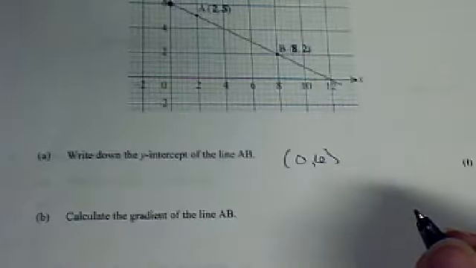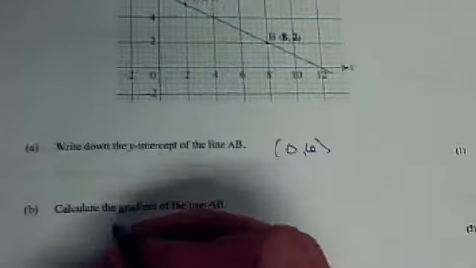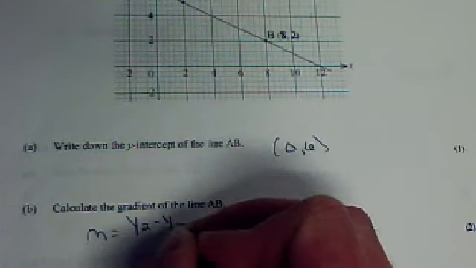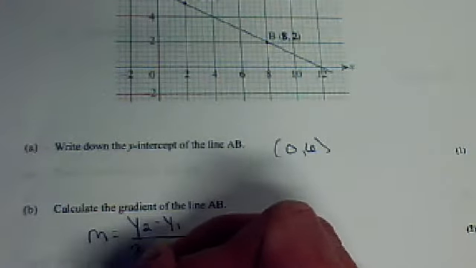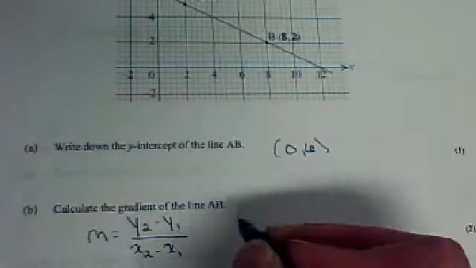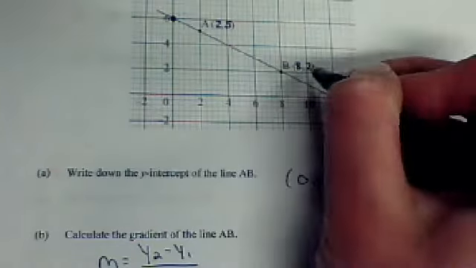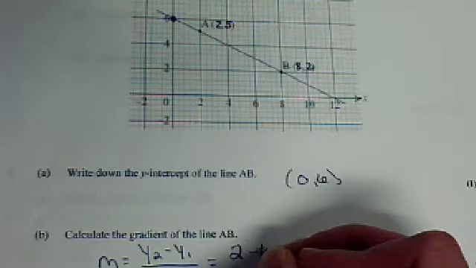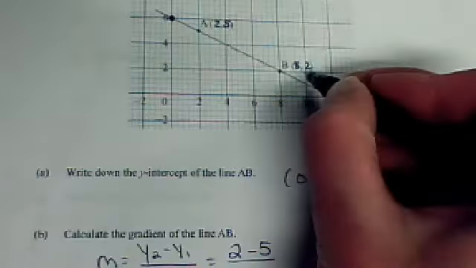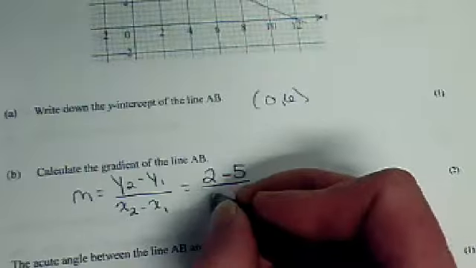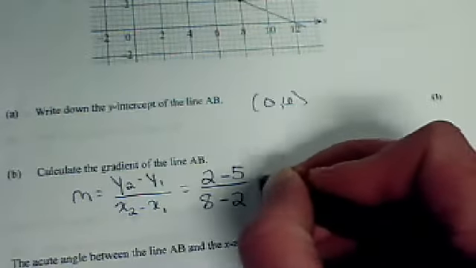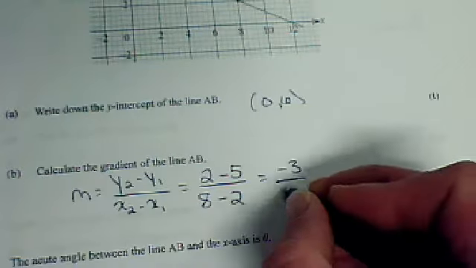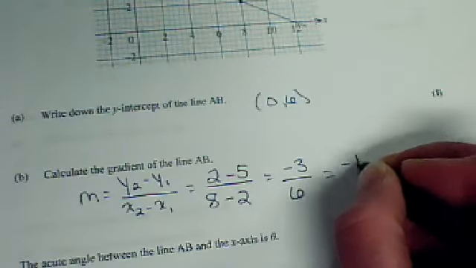Calculate the gradient of the line AB. Well, gradient is the same thing as slope. They're talking about the difference in the y's over the difference in the x's. And my y values, here was a 2, 5, so that's 2 minus 5. And the x values are an 8 and a 2. So down here it would be 8 minus 2. 2 minus 5 is a negative 3. 8 minus 2 is a 6. So I end up with negative 1/2.